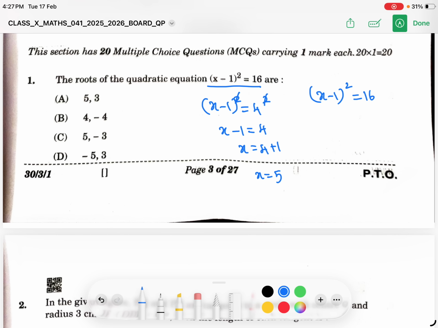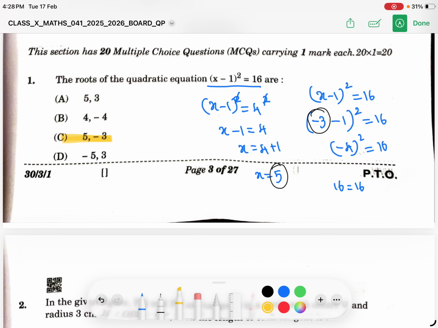Now if we put x equal to minus 3, so (minus 3 minus 1) the whole square equal to 16, (minus 4) the whole square equal to 16. So minus 4 squared is also 16, 16 equal to 16. So 5 is also a solution, minus 3 is also a solution. So the first one's answer is option C, 5 comma minus 3.